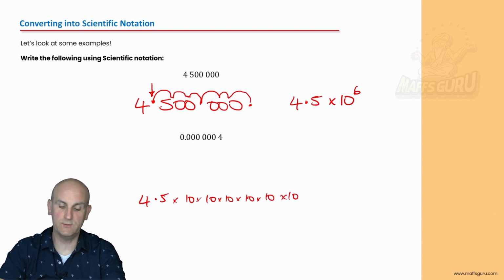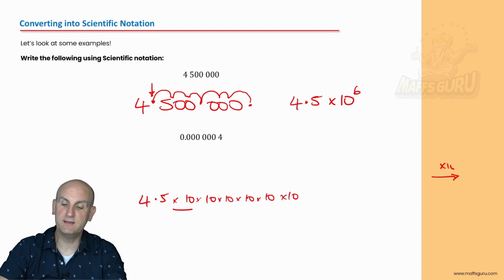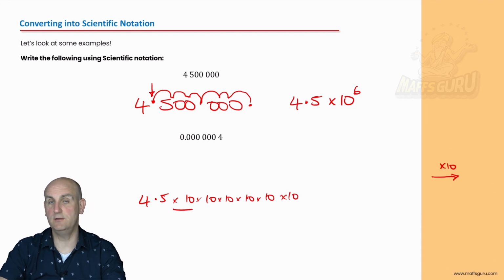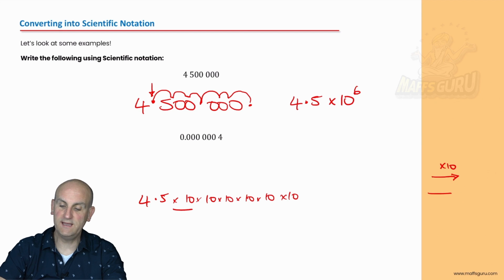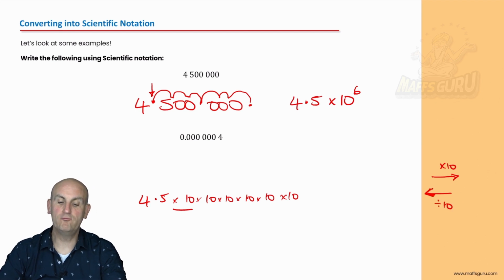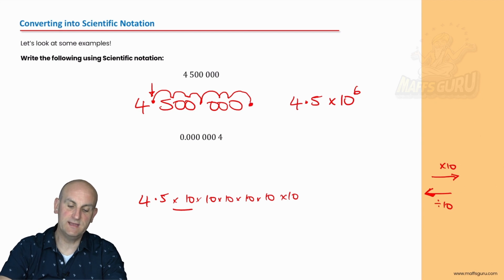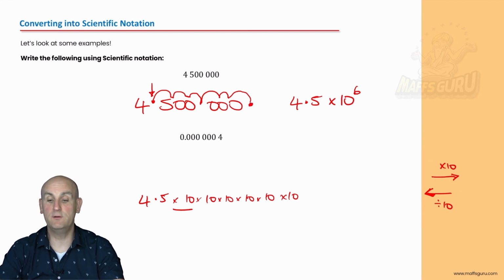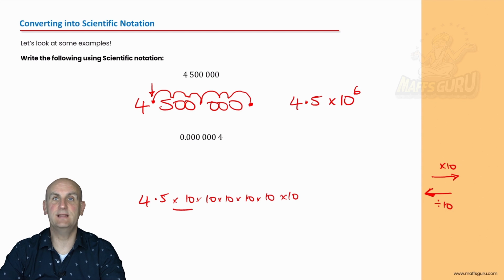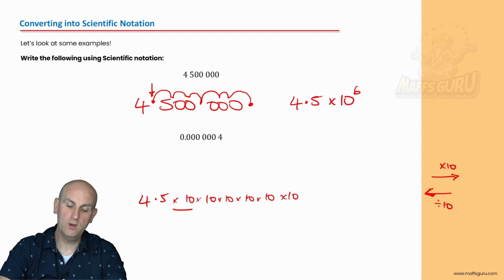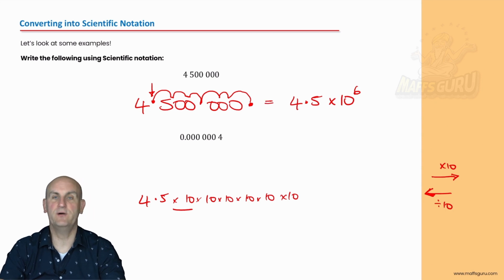Remember, whenever you times by 10, which way are you moving your decimal point? So when you multiply by 10, you move it to the right, don't you? And when you divide by 10, you move it to the left. So what we're really saying is that to move this decimal point to between the 4 and the 5, I'm dividing that number by 6 lots of 10 times 10 times 10. Or I can rewrite it as 4.5 times 10 to the power of 6.